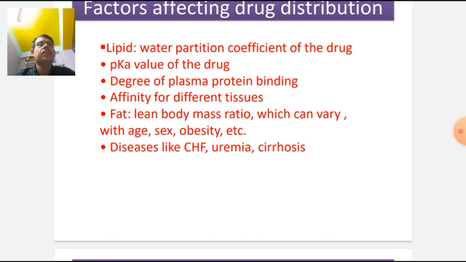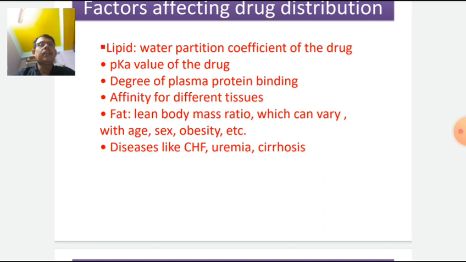And the pKa value tells us whether the drug is in ionized or unionized form. Generally, the lipophilic drug is in the unionized form. They are distributed very easily, but ionized drug cannot be distributed very easily. And the degree of plasma protein binding: if the plasma protein binding is high, drug distribution will be delayed or the concentration of the drug will be less.